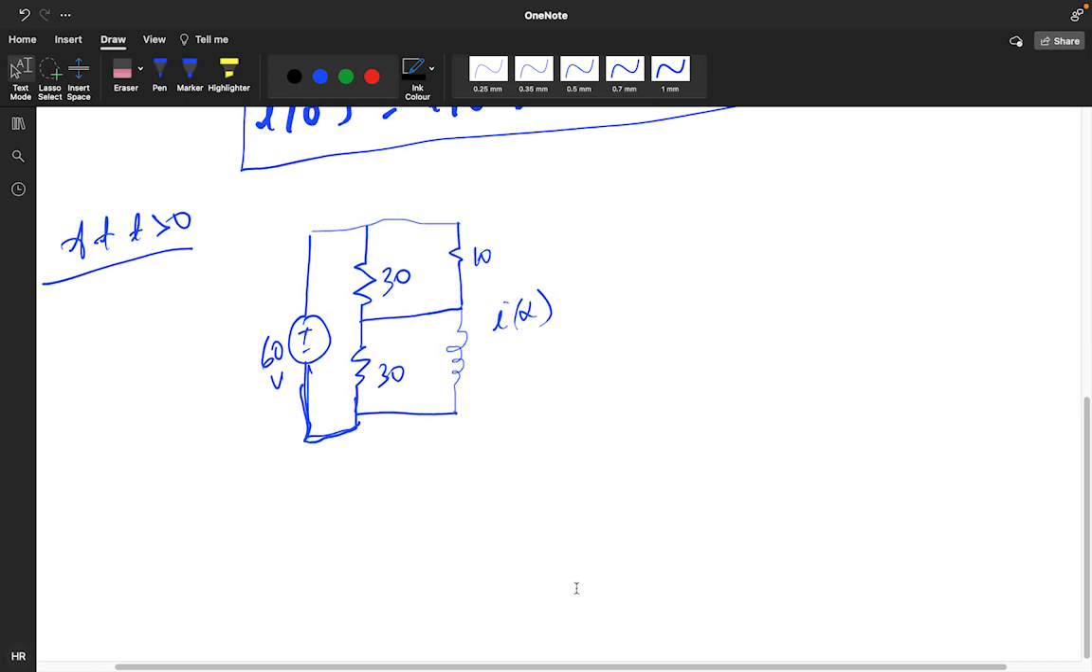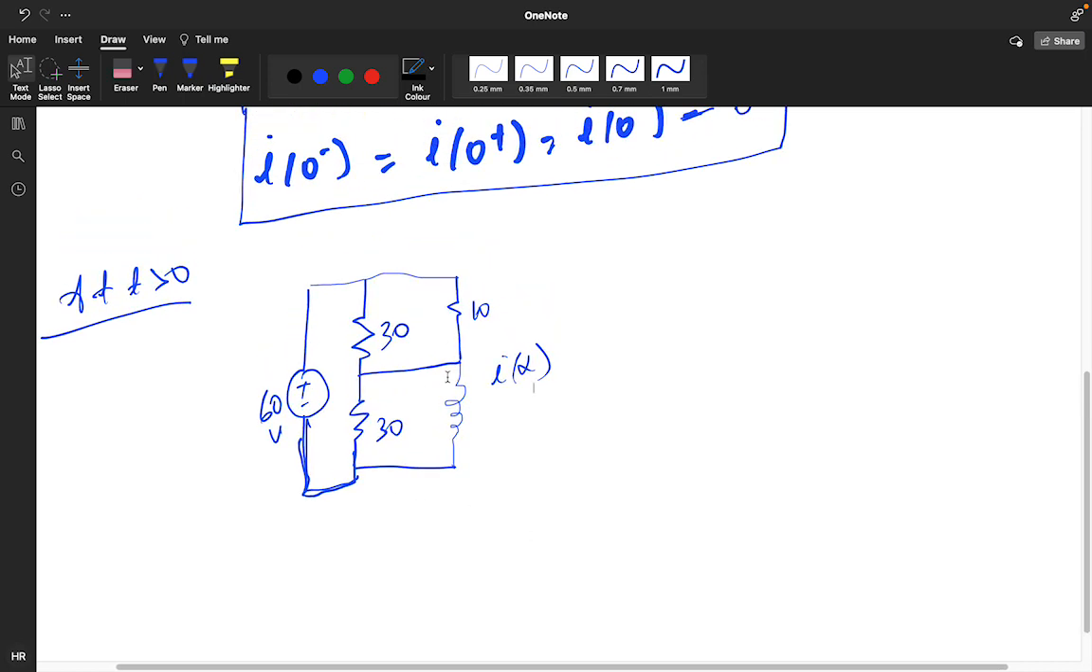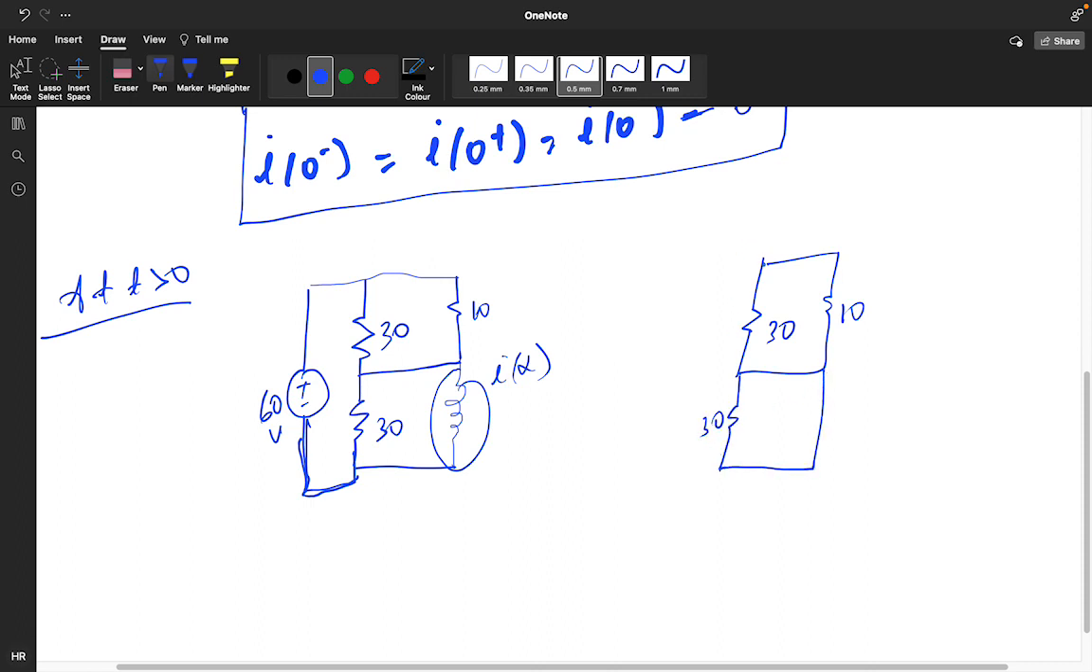At infinite time, what will happen with this particular inductor? It will become a short circuit. So 30, 10, 30, and this is short circuited, and this is positive negative 60 volt. You need to find the value of this particular current.